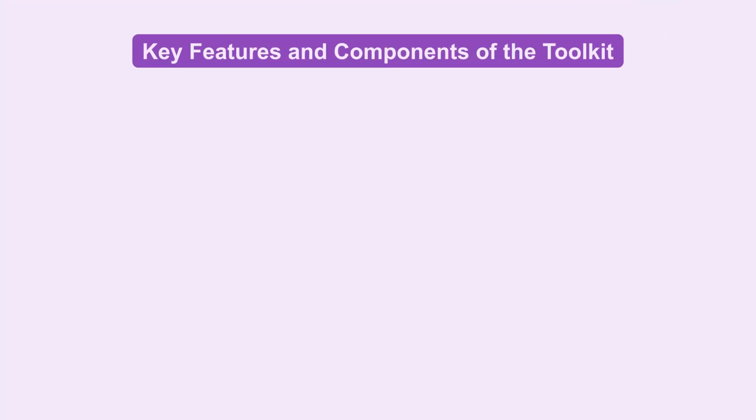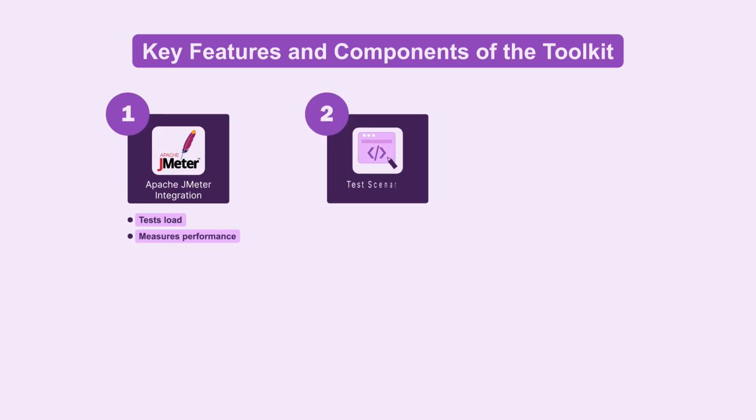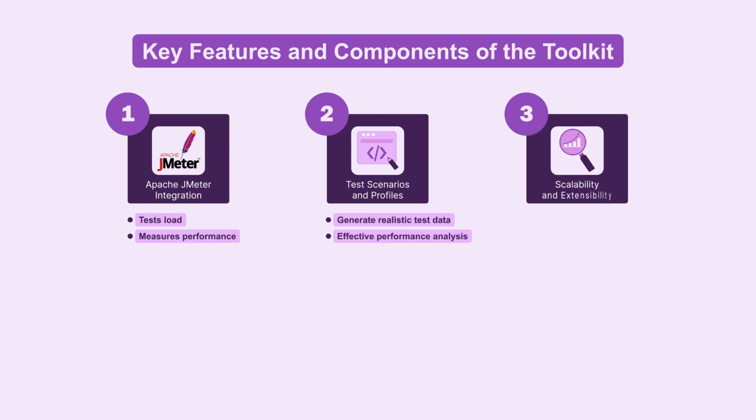Next, let's cover some key features and components of the Magento 2 toolkit. Apache JMeter integration tests load and measures performance with ease. Test scenarios and profiles generate realistic test data for effective performance analysis. Scalability and extensibility handle everything from small-scale tests to large-scale production.